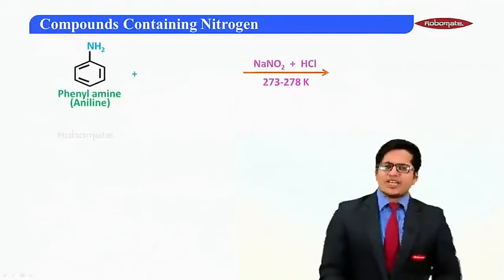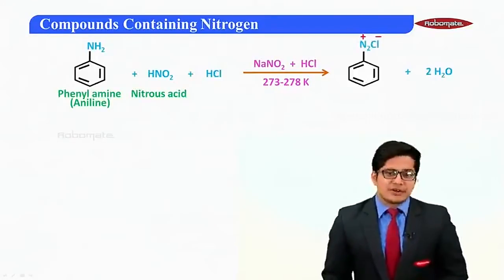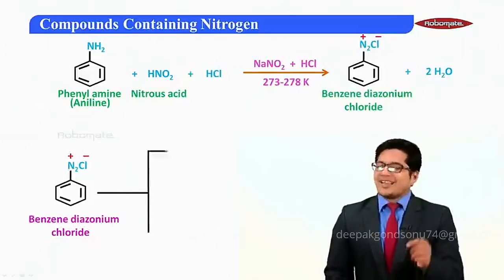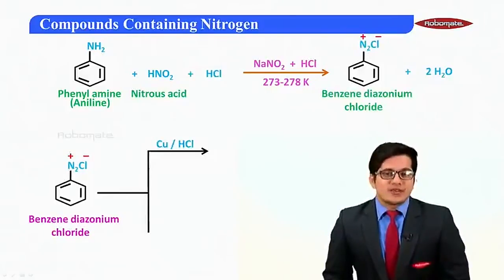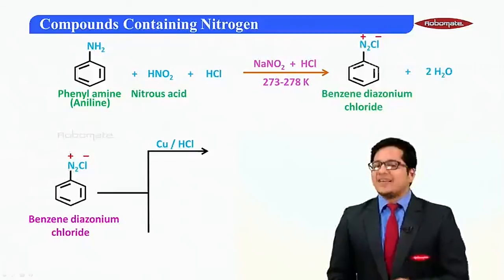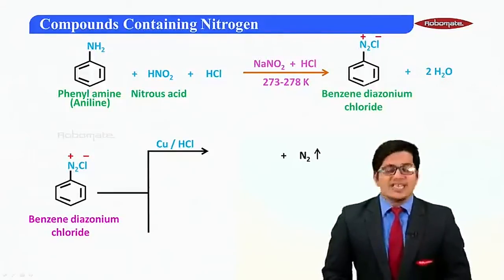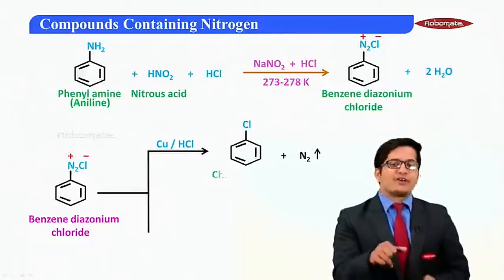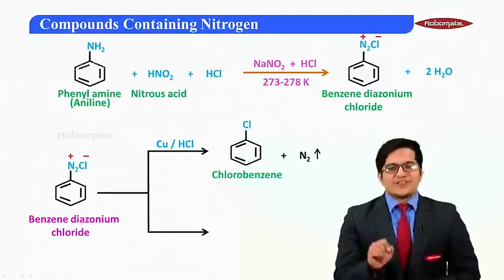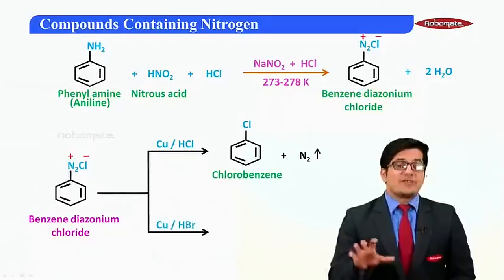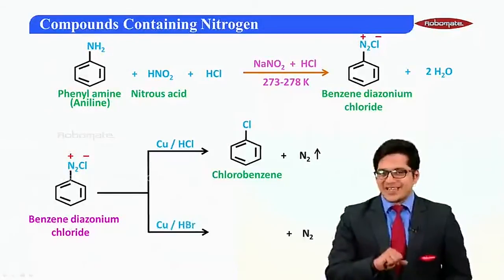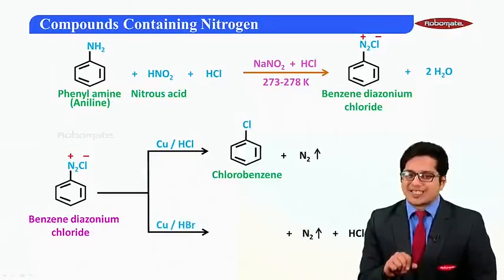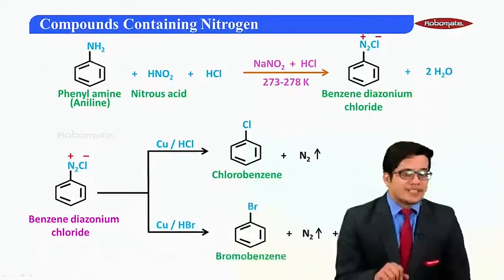Further, now let's try and understand about Gattermann synthesis. Again, we need to prepare benzene diazonium chloride. Now this benzene diazonium chloride, when it is treated in presence of copper powder and HCl, the first thing what you would obtain is nitrogen is liberated, and along with this you get chlorobenzene. If you take copper powder in presence of HBr, then N2 is liberated, HCl is formed along with this, and finally you get a compound that is bromobenzene.